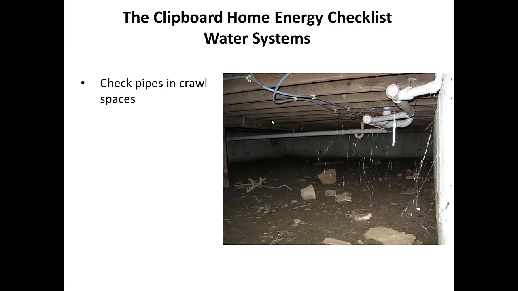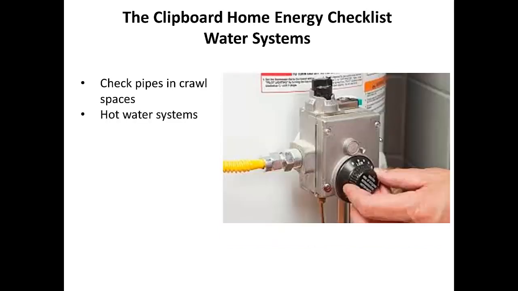Okay, we're talking about water systems now, and here we are in a crawl space, and you can see that something happened here, and it looks like it's leaking water that's coming out of there. And if they would have insulated these joists in here, this water leak from this frozen pipe would have happened even sooner than it did.